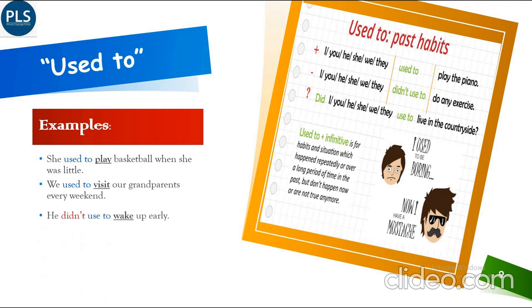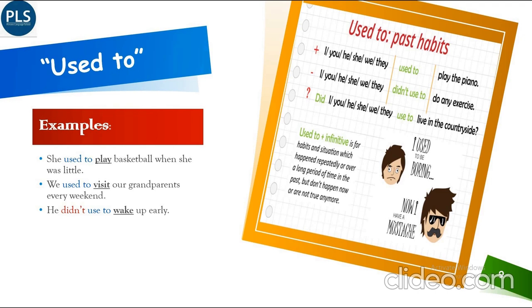Now let's take a look at the negative form of this sentence. Here we have, he didn't use to wake up early. See here, guys, we have the subject, then the negative didn't, because of course used to here is in the past. Then we put it in the infinitive, not in the past. So we say he didn't use to.